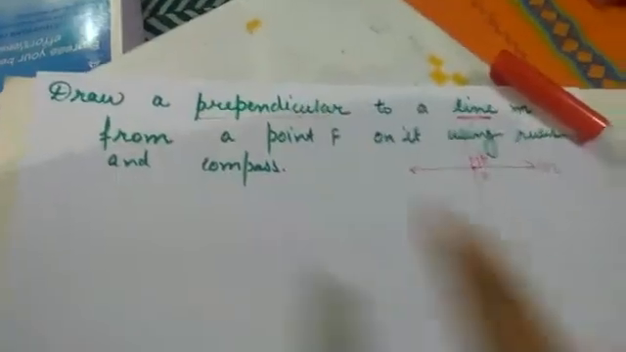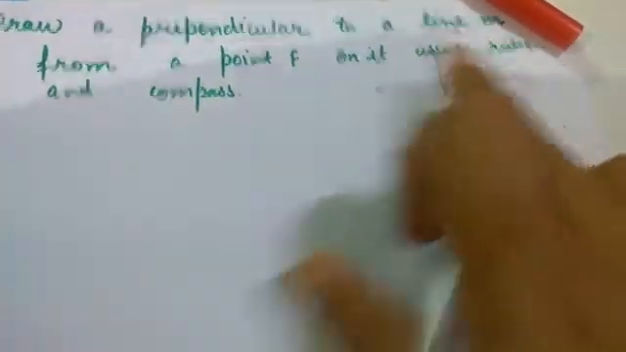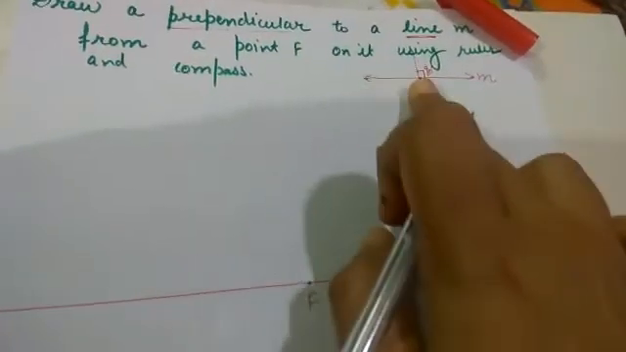Now see, I have drawn a line here. I am repeating the statement: draw a perpendicular to a line M. I have firstly drawn a line M on my sheet. From a point F, somewhere here I marked point F also on it using ruler and compass. Means now we have to use scale and compass and we have to make a line like this way on this line. Get it? Firstly open the compass as much as you can. Open it, but be very sure once you have opened your compass, it should not move here and there.